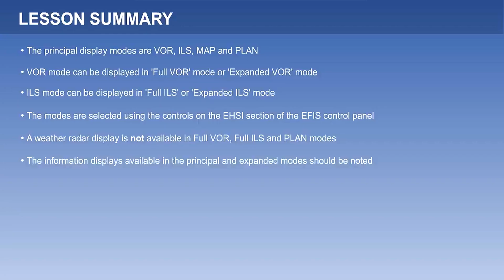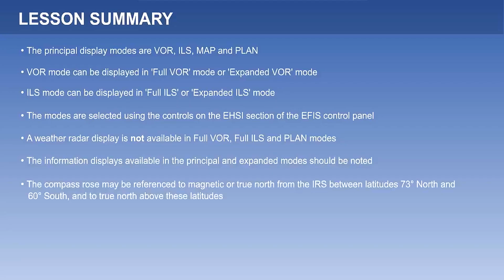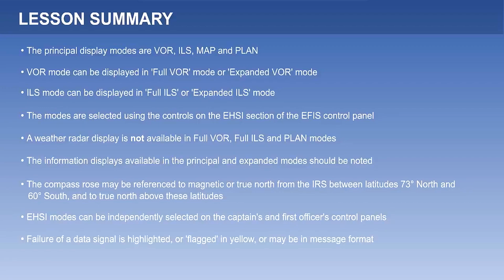The information displays available in the principal and expanded modes should be noted. The compass rose may be referenced to magnetic or true north from the IRS between latitude 73 degrees north and 60 degrees south and to true north above these latitudes. EHSI modes can be independently selected on the captain's and copilot's control panels. Failure of a data signal is highlighted or flagged in yellow or may be in message format. The common symbols should be noted.